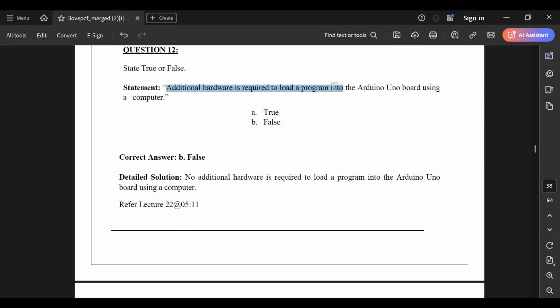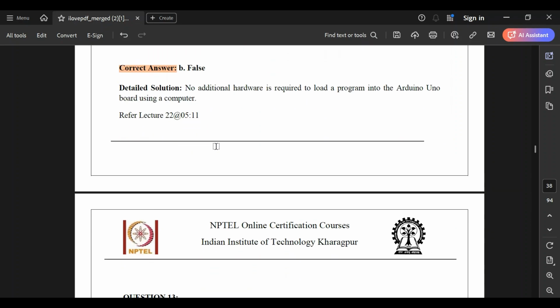Additional hardware is required to load a program into an Arduino board. This is absolutely false. No additional board is required.